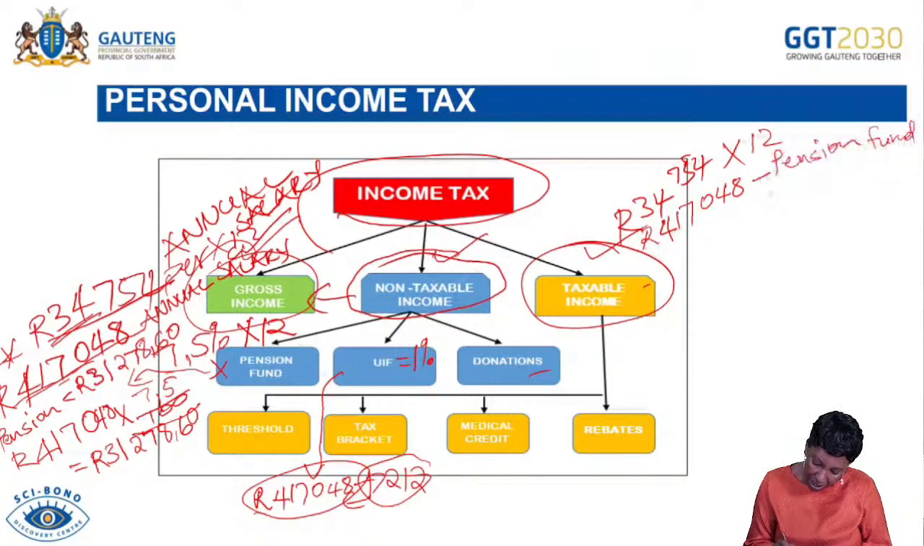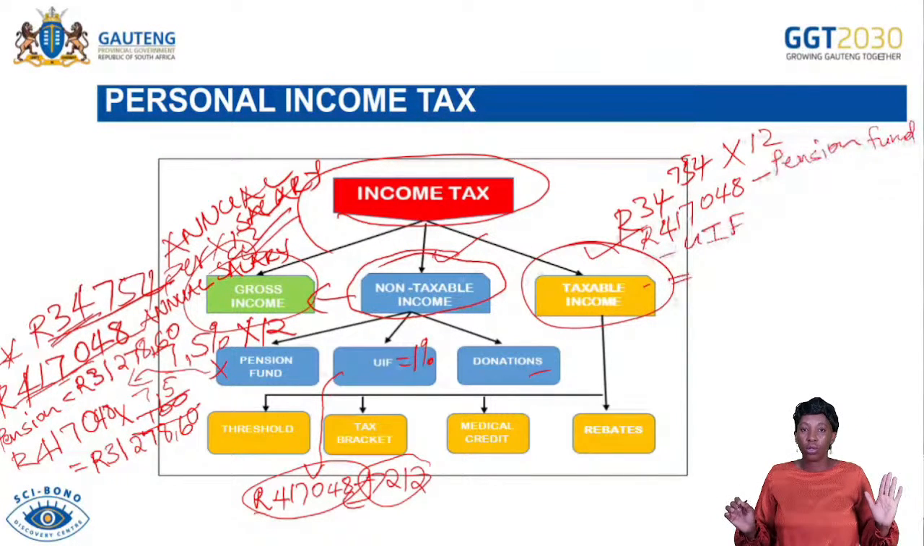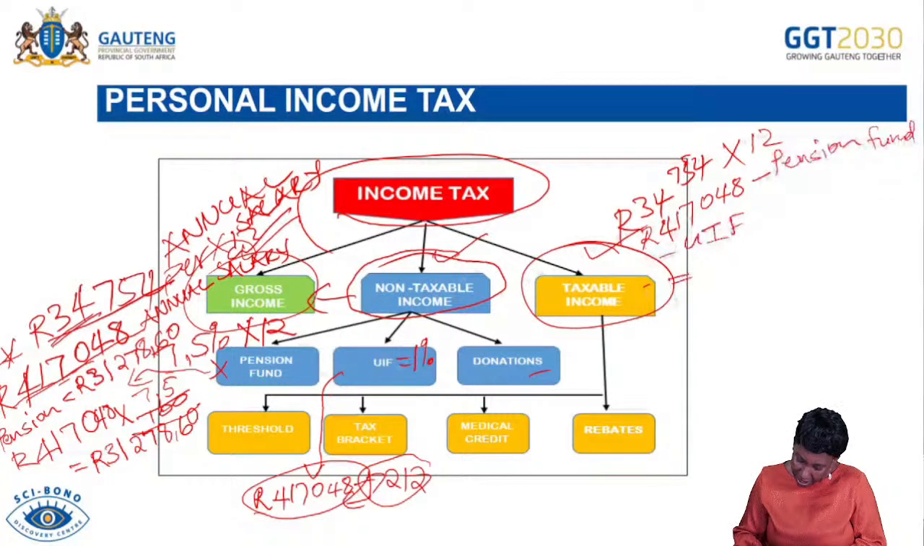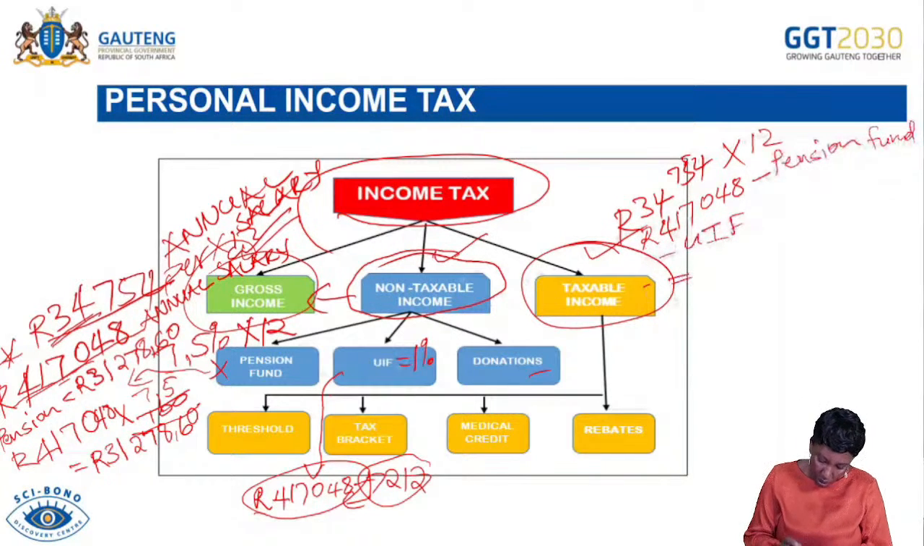I also have to subtract the UIF. Now I go back because I am not contributing towards, I'm not donating to any NGO or to any company. Then it will be my 417,048 and 48.